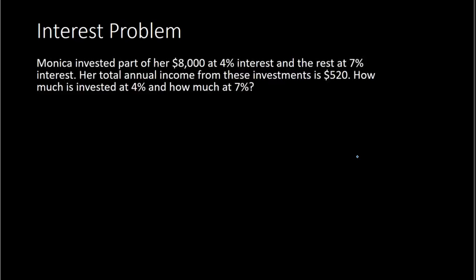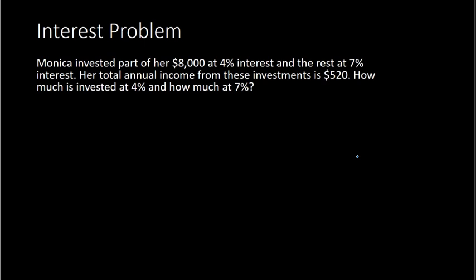Now lastly, we're going to work with interest. So here is an example of an interest problem. Monica invested part of her $8,000 at 4% interest and the rest at 7% interest. Her total annual income from these investments is $520. How much is invested at 4% and how much at 7%?